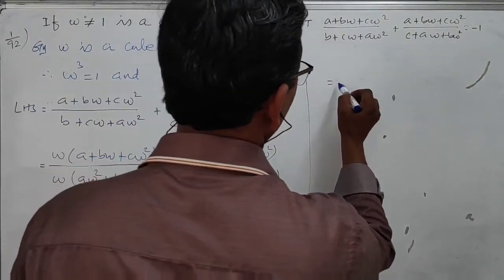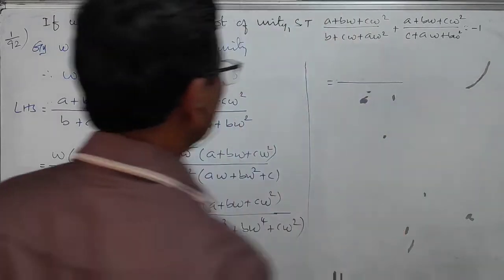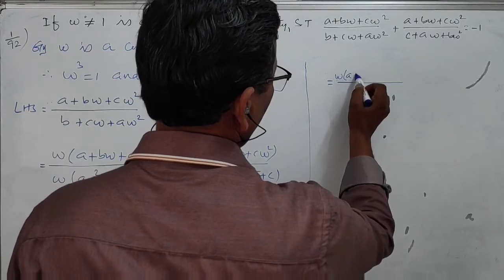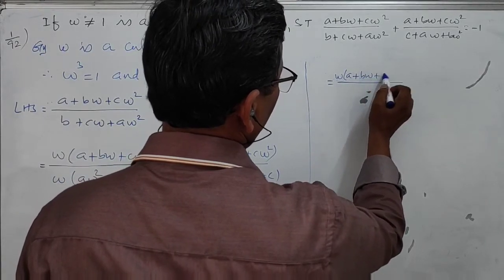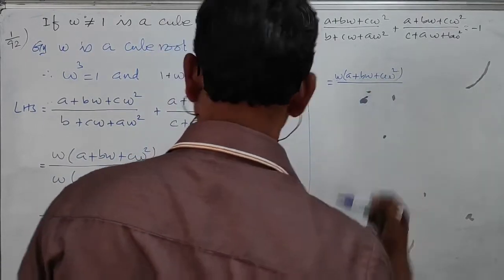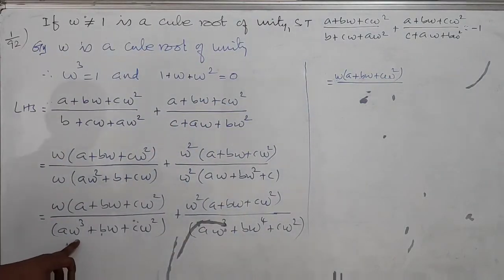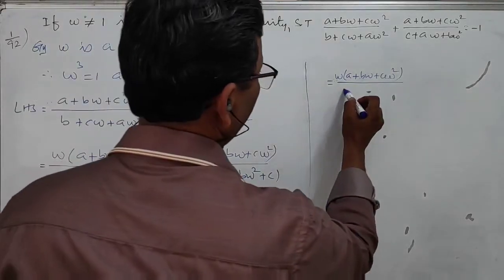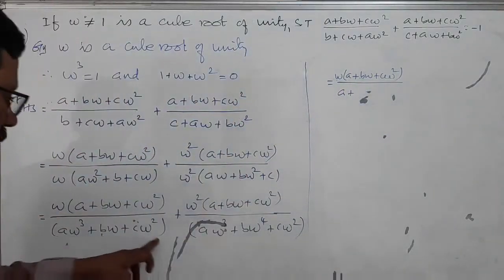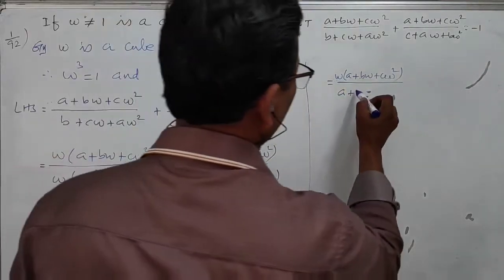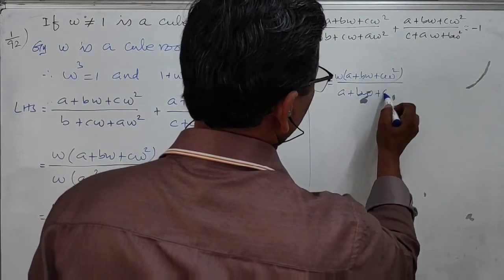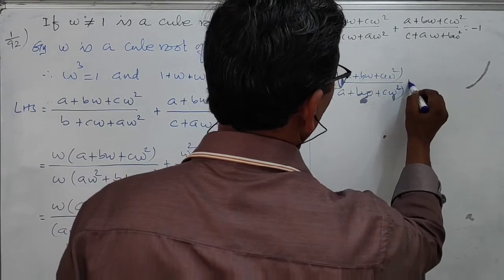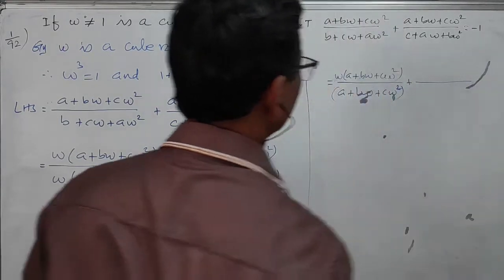First, which is equal to, keep this numerator as such, omega into (a plus b omega plus c omega square) by this. The omega cube value is equal to 1. Therefore, a into 1 becomes a, plus this and all you can write as such, b omega plus c omega square. This is the first term value.